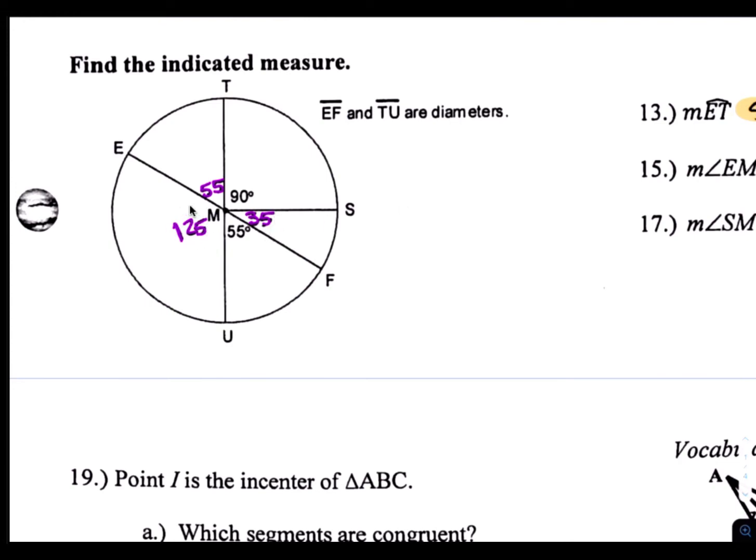Likewise, we figure out that this angle here is 125 because 125 plus the 55 makes a semicircle, which means they add up to 180. So this angle here is 125. All right, now that we know all of these angles, we can begin answering questions 13 through 18.